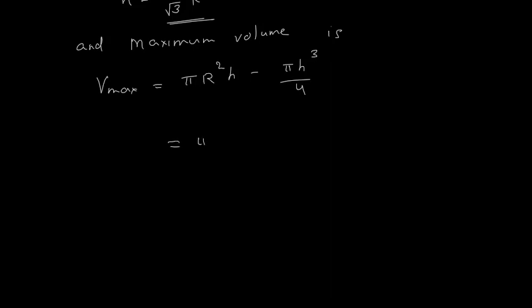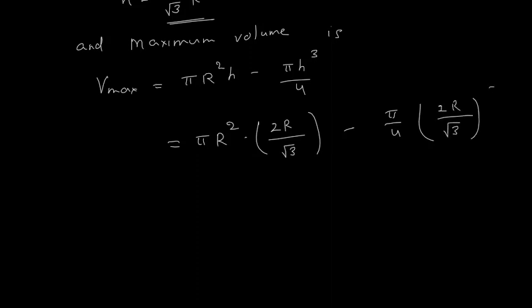So here pi R square, and in place of H we write 2R upon root 3, minus pi upon 4, and in place of H I write 2R upon root 3 the whole cube. So this becomes 2 pi upon root 3 into R cube minus 8 pi upon 4 into 3 root 3 into R cube.